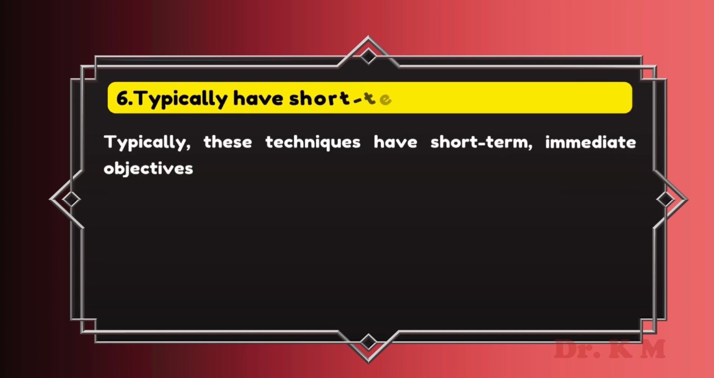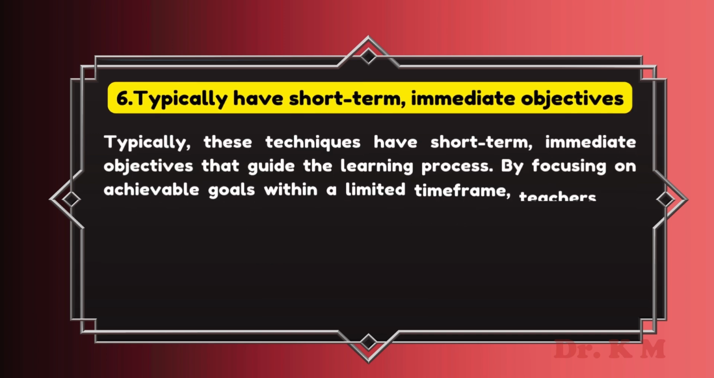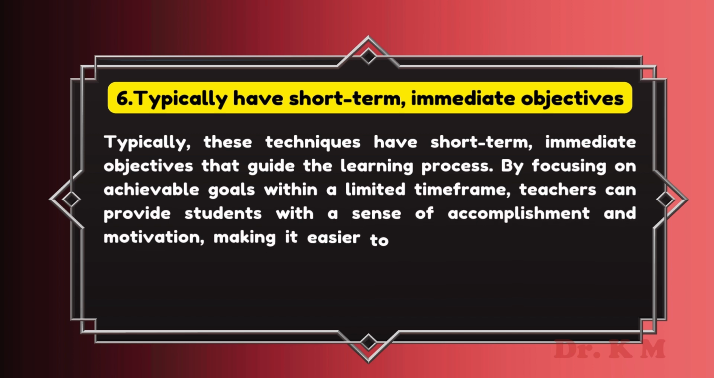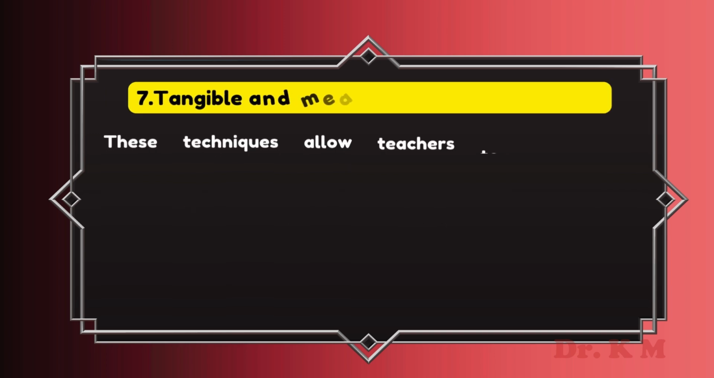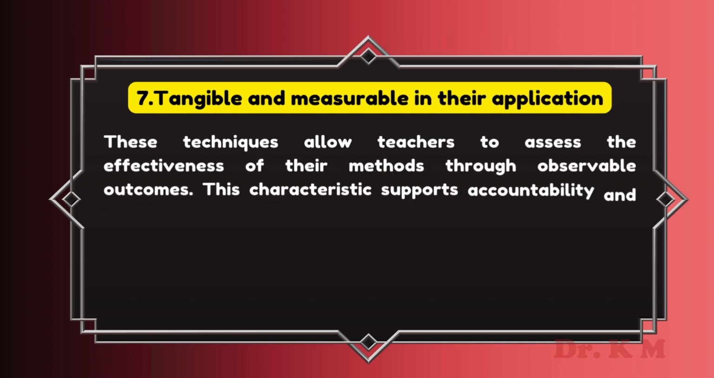6. Typically have short-term, immediate objectives. By focusing on achievable goals within a limited time frame, teachers can provide students with a sense of accomplishment and motivation, making it easier to track progress and adjust strategies as needed. 7. Tangible and measurable in their application.